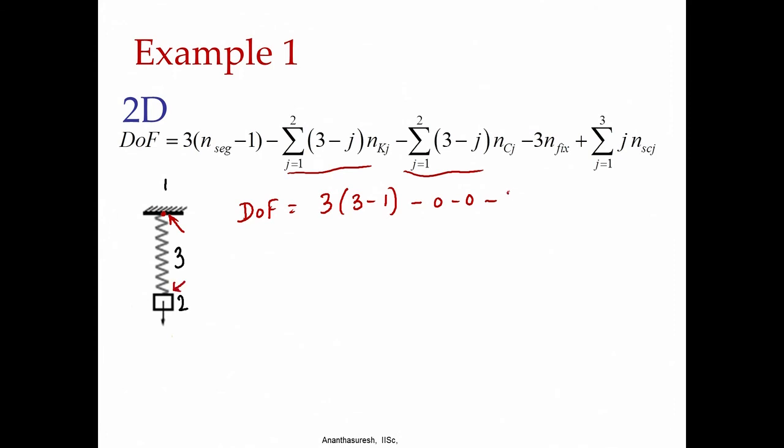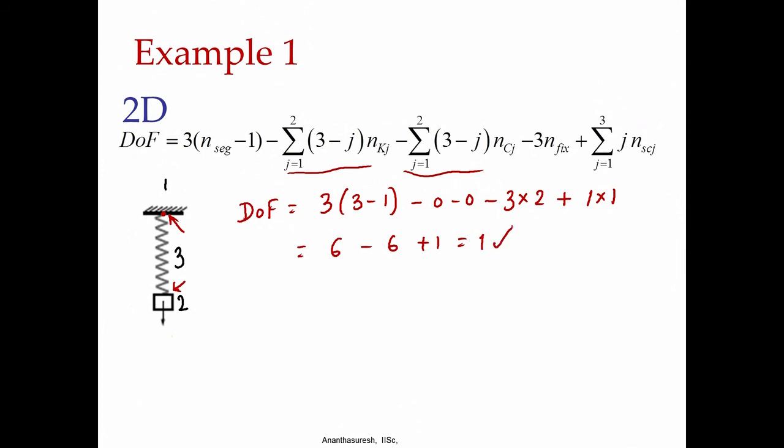So, what we get is 3 into 2, and then we have the segment compliance. Let us understand, if you take a spring, what is the possible deformation for it? It can extend and contract. We do not normally use springs to bend them. So, I can take this as j equal to 1. So, it will be 1 times how many such segments are there? NSCJ, that is 1. So, if I do this, this will be 3 minus 1, 2, that is 6, this is 6 plus 1. So, I get 1 degree of freedom.